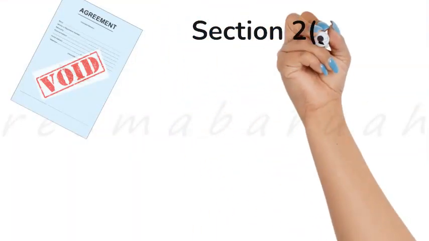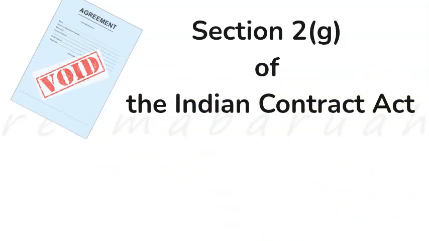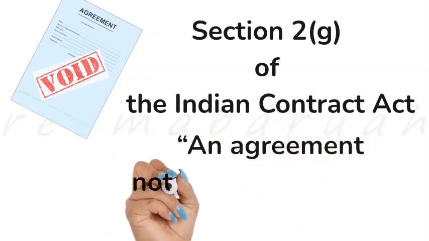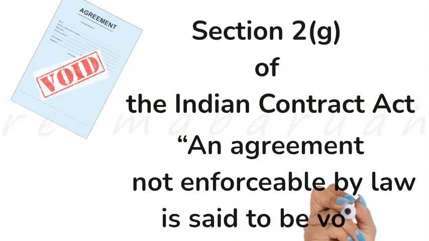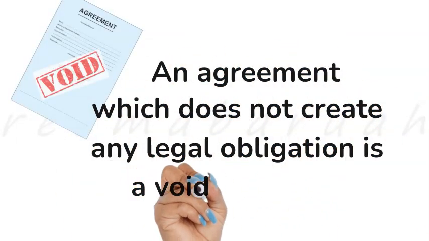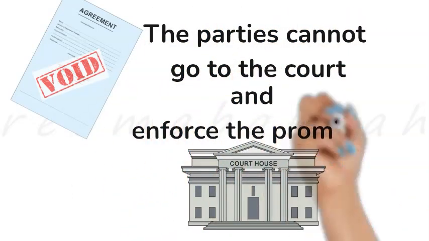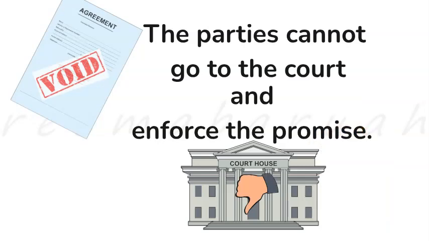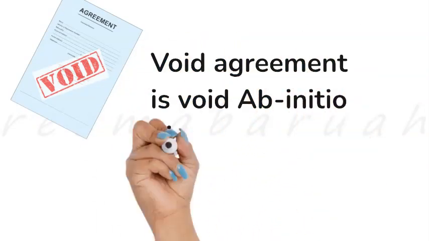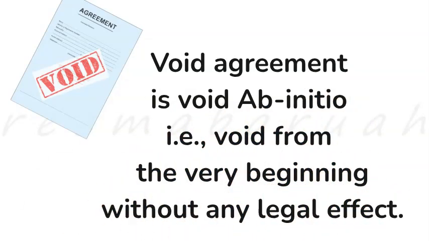The legal definition of the term void agreement is given in Section 2, Clause G of the Indian Contract Act. According to this section, an agreement not enforceable by law is said to be void. In simple words, it means that an agreement which does not create any legal obligation is a void agreement. The parties cannot go to the court and enforce the promise. Void agreement is void ab initio, that is, void from the very beginning without any legal effect.